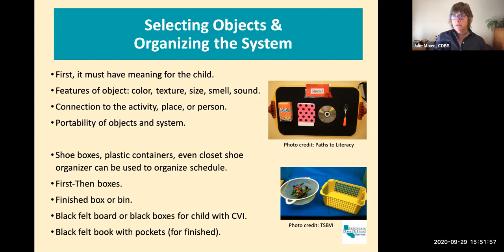And then for kids who have cerebral visual impairment, you might want to think about making sure that the background is dark. So you're using a dark box, or you're using a felt board or a black felt book. I was talking with an early interventionist for visual impairments a couple weeks ago, and she has these really cool black felt books that actually have a pocket on the bottom, so when the activity's over, you can put it down in the pocket.